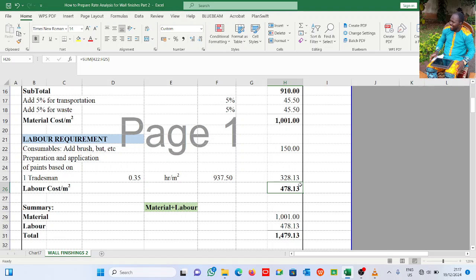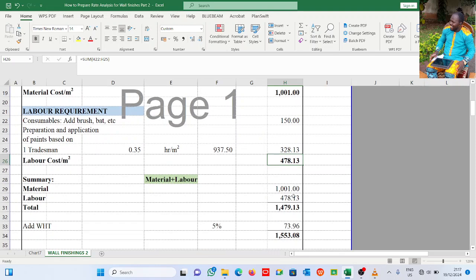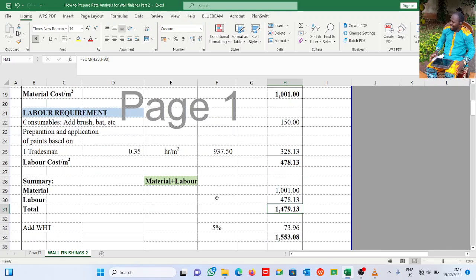Now let me remind us again that every rate analysis has 3 major components. We have the material component, we have the labor component, we have the profit and overhead. And I always say if machines or equipment are used, those are also considered. But 3 major: material, labor, profit, and overhead. So this is the material and labor part. The summation gives us 1479.13. Then we add withholding tax.